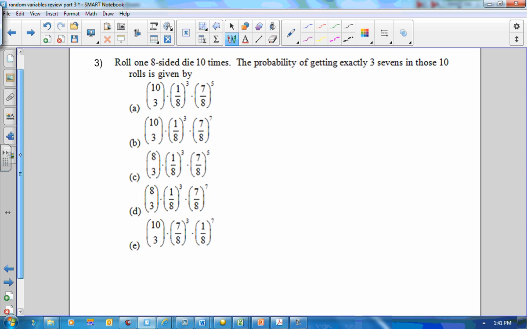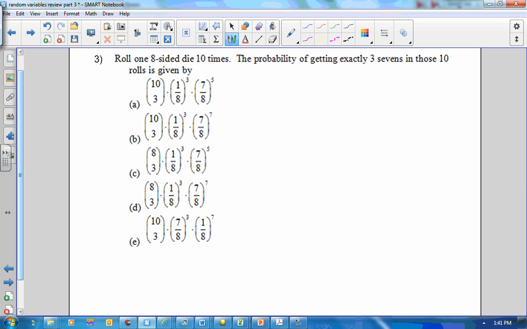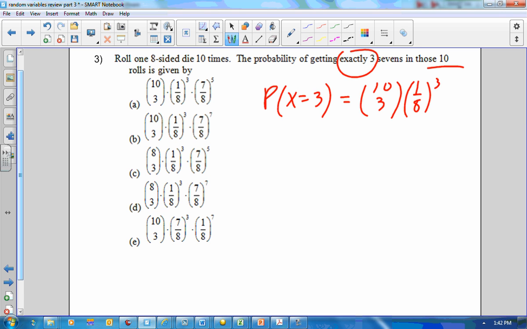And the last one, roll one 8-sided die 10 times. The probability of getting exactly 3 hits, and we know it's a PDF, is given by. So I know the probability that x is exactly 3. It's a binomial because I have a fixed number of trials. They're independent of each other. The probability of success on an 8-sided die for each number is 1 out of 8. So I would have 10 choose 3. Success would be 1/8 to the 3. Failure would be 7/8, and that would be to the 10 minus 3 or 7. And that looks like this one right here.